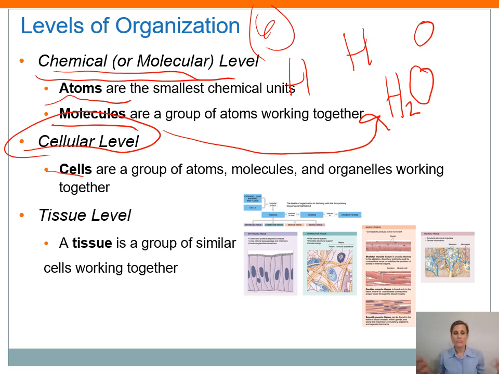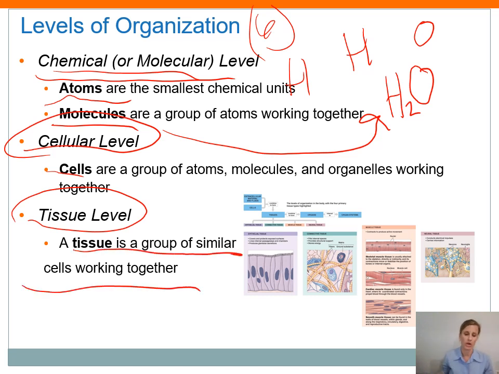Now, once we put together multiple cells, we get the next complex level, which is the tissue level. The tissue level, again, includes a group of similar cells working together. So, for example, a group of cardiac muscle cells forms cardiac muscle tissue. A group of neurons forms nervous tissue. A group of bone cells forms bone tissue. Okay? So you see that these are kind of building, right?